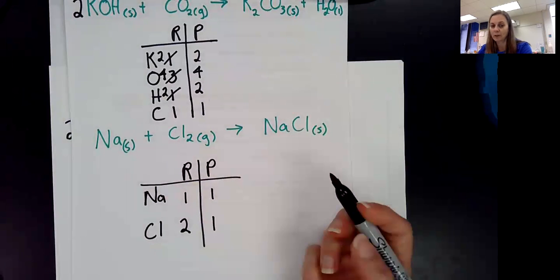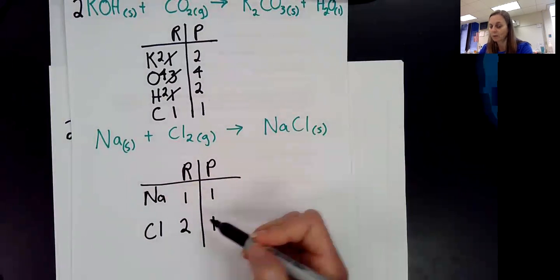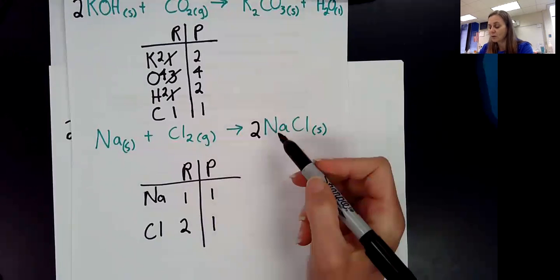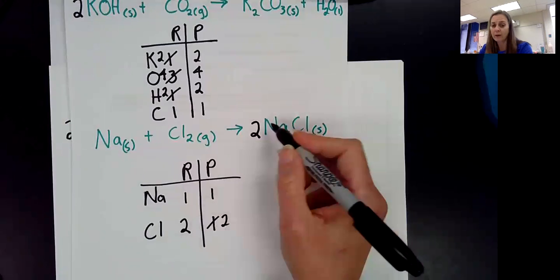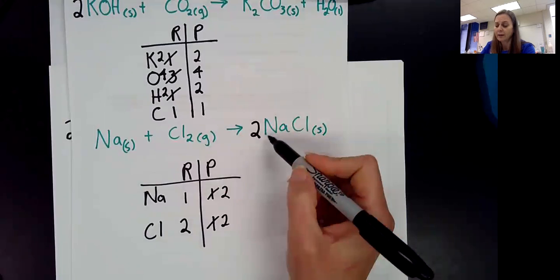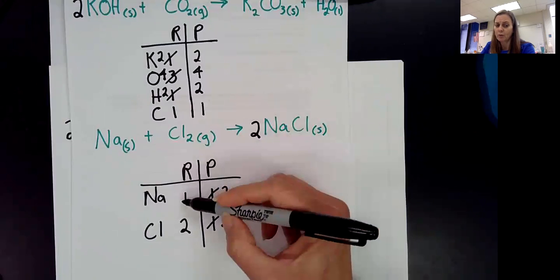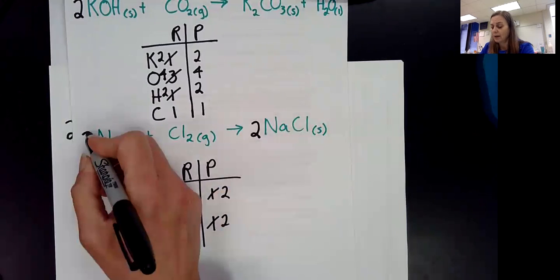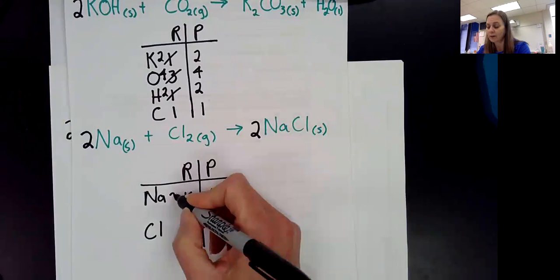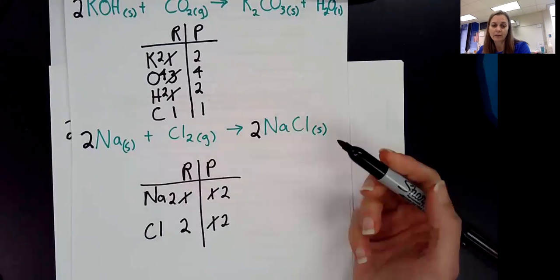I'm going to do that by putting a 2 in front of sodium chloride. That fixes the chlorine, but it also gives me 2 sodium. So now I have 2 sodium on the product side, but only 1 on the reactant side. So I'm going to come back and put a 2 in front of sodium and make it so that I have 2 sodium on the reactant side as well. And now my equation is balanced.